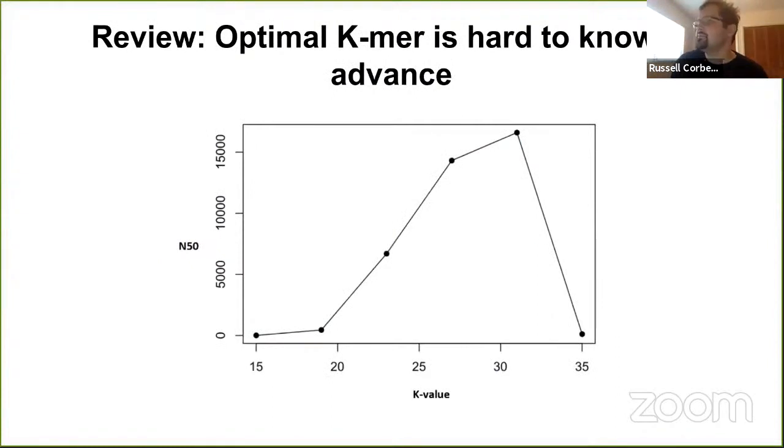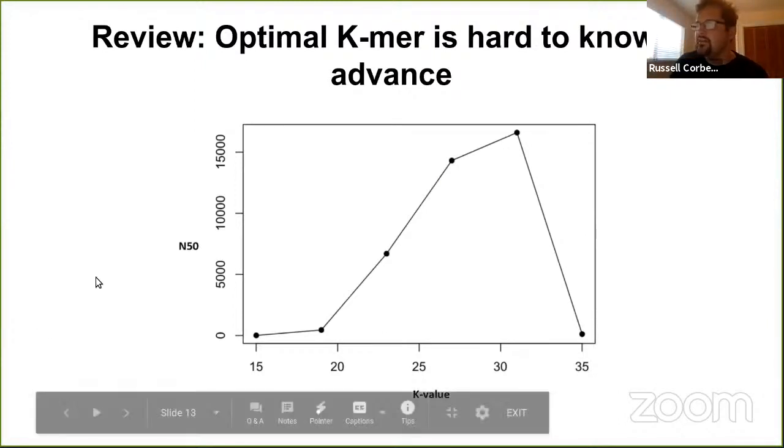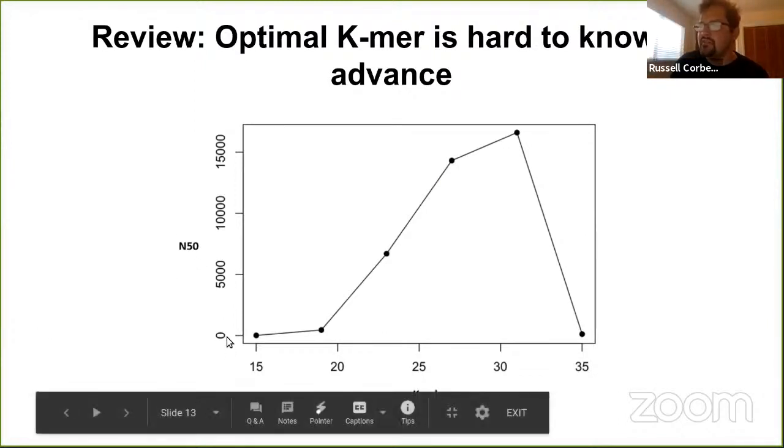As I mentioned earlier, the optimal k-mer size is hard to know in advance. So usually the solution is just to run a bunch of k-mer values. This is this display, right? This is this N50 statistic.